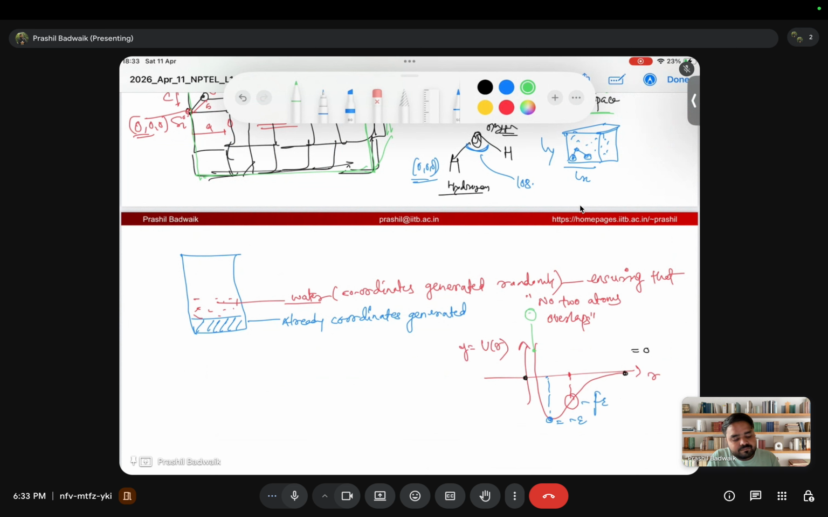That means if we do not ensure that atoms are not overlapping, right, what will happen? Atoms will overlap, and because of overlap of those atoms, energy is equal to infinity. Energy U is equal to infinite.